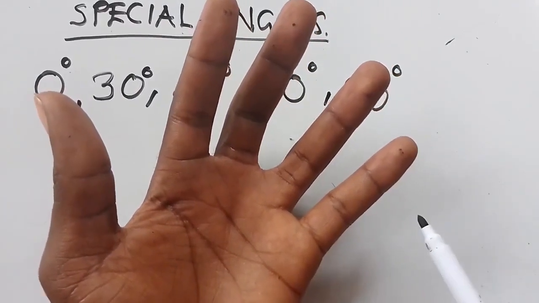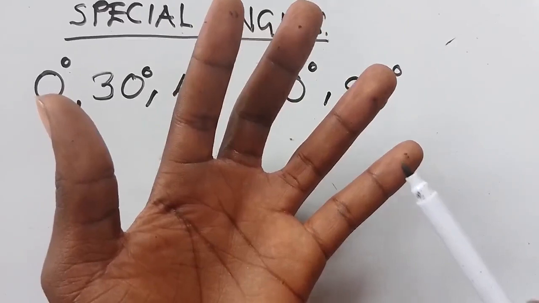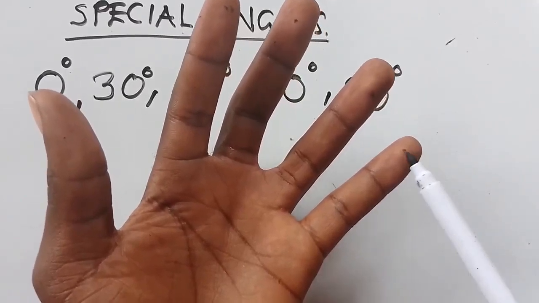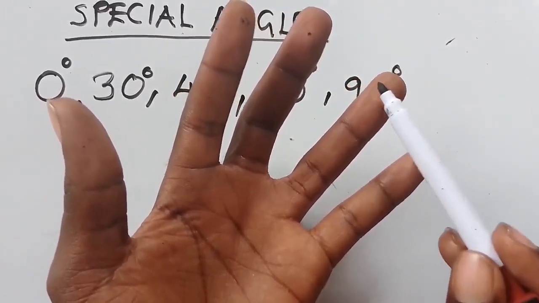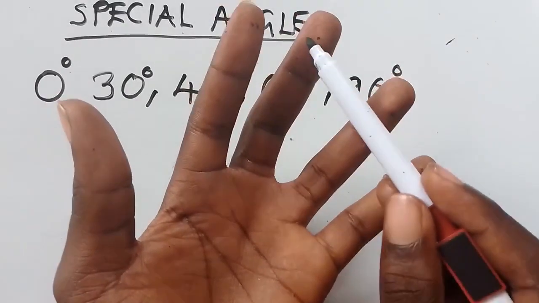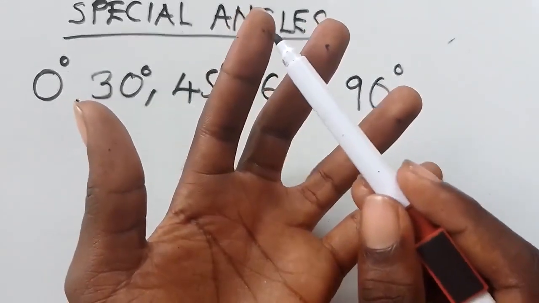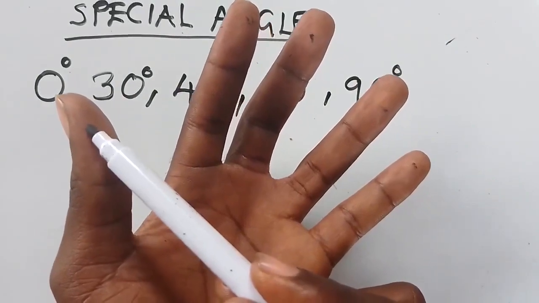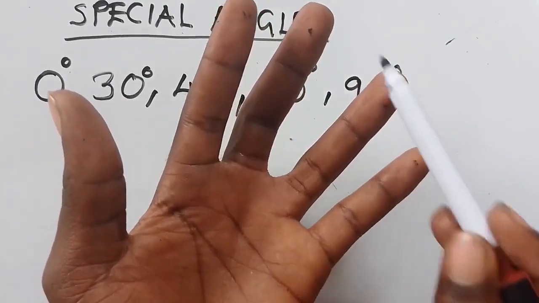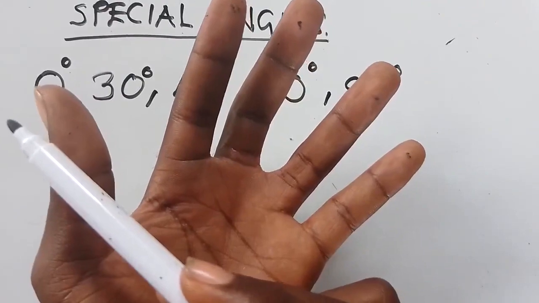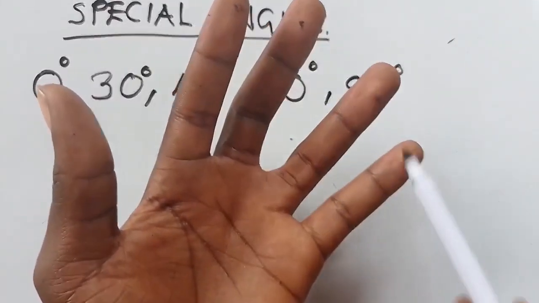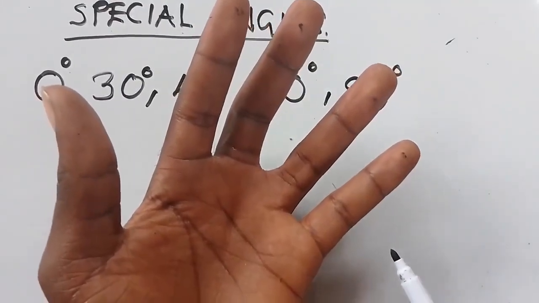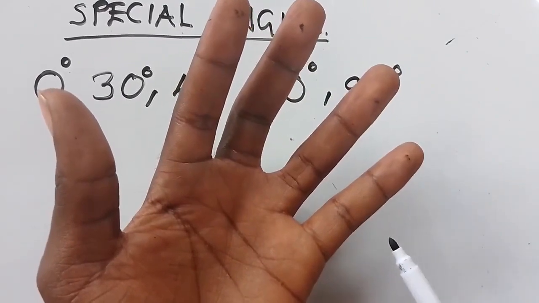So this is very simple. Let's go together. Let's not forget. This is 0 degrees, 30 degrees, 45, 60, and 90. Going this side, it is cosine. Coming this other side, it is sine. So this is very simple.